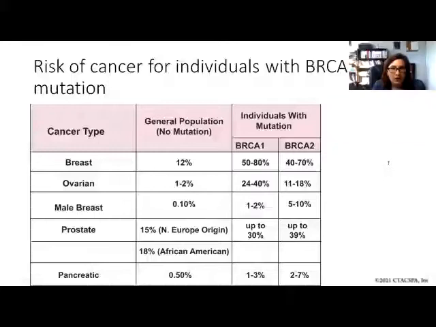For ovarian cancer, it's 1 to 2% for the general population, and that is much increased for BRCA1 carriers, ranging from 24 to 40%, and for BRCA2 carriers, it's slightly lower, but still increased, from 11 to 18%.